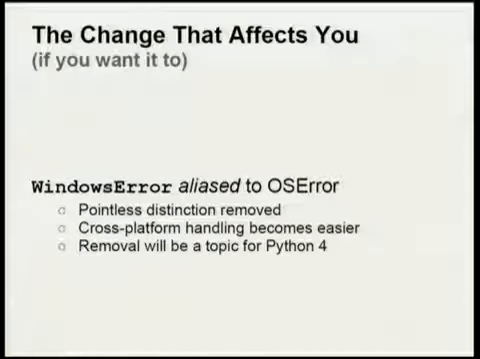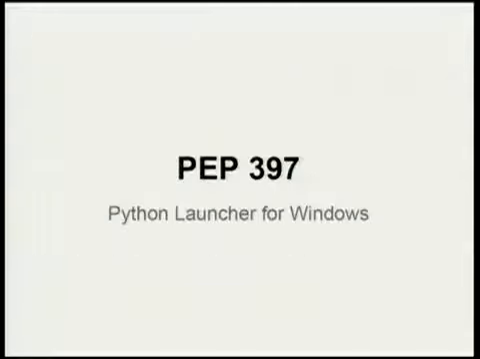So what affects you is that WindowsError is aliased to OSError for now, and the pointless distinction is removed. In terms of WindowsError being totally removed, that's a potential topic for Python 4. Hopefully that'll be a nice PyCon where we talk about all that stuff. And the cross-platform handling becomes easier because you don't have to worry about checking. Of course, it'll still be there, but you'll be all right.